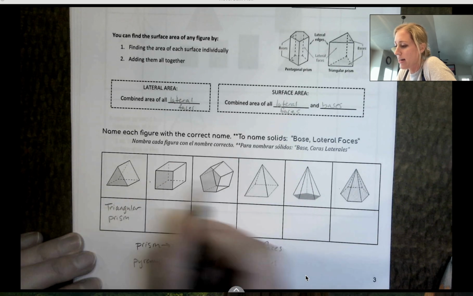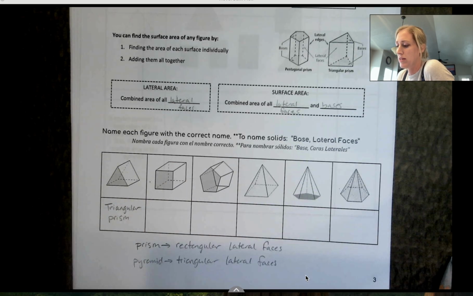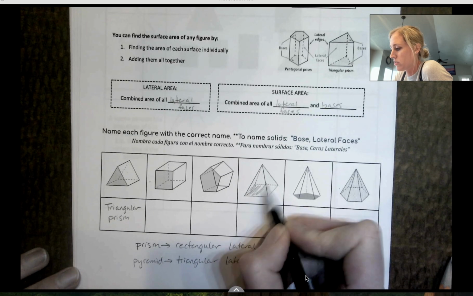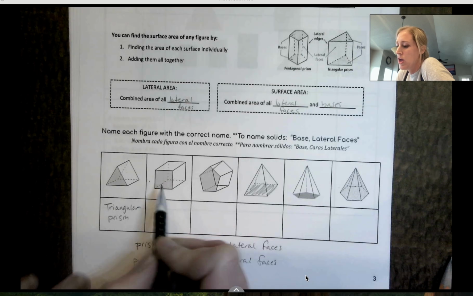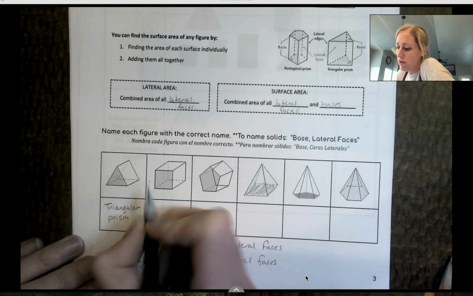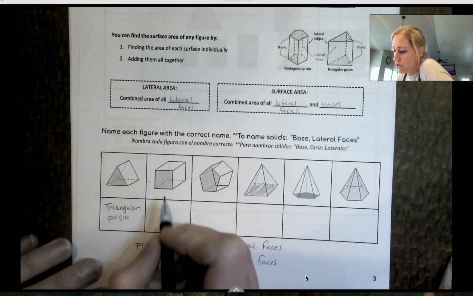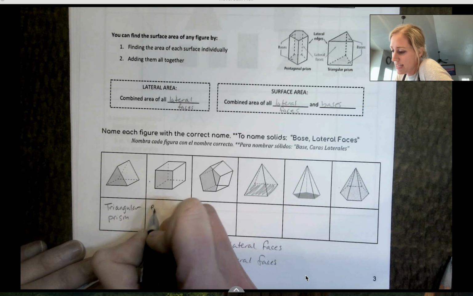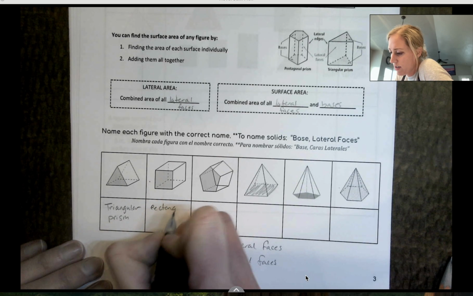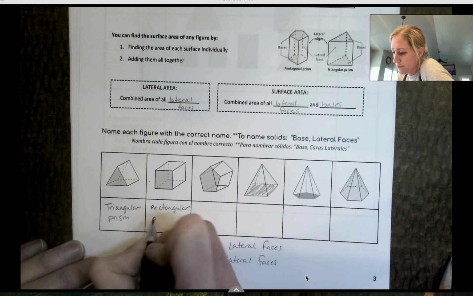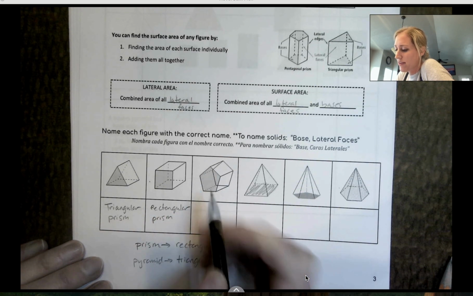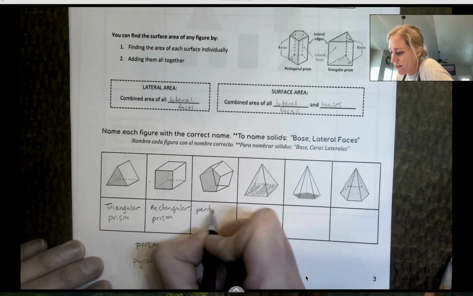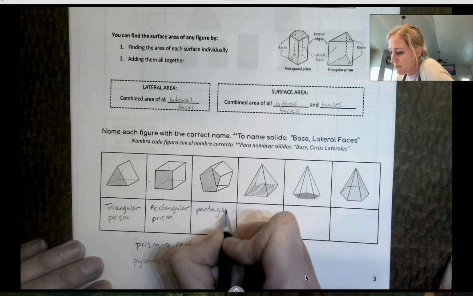The gray is highlighted here for us on a few of these as being the base. I'm going to do that on this one too, just to highlight. So the shaded region is our base to help us out. This is a rectangle. It looks like it could be a square, I don't know that for sure, so I'm going to just call it a rectangular prism. This base is a pentagon, so this would be a pentagonal prism.